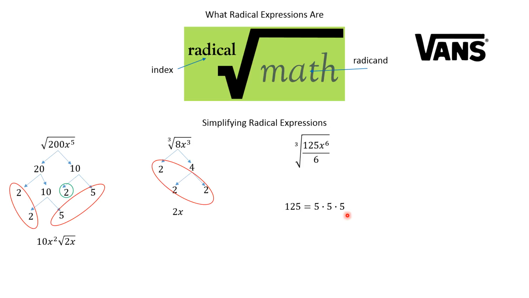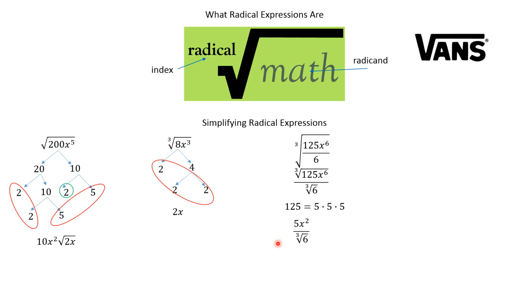125 is 5 times 5 times 5. So that's 3 of them. The 5 makes it to the outside. X to the 6. How many groups of 3 do we have there? It's 2 with none left over. So it'll be 5x squared. Hey, we split it top and bottom. We can do cube root of both. Anyway, we can simplify the top. 5, 5, and 5. Then x squared. And the cube root of 6 we can't do anything with.